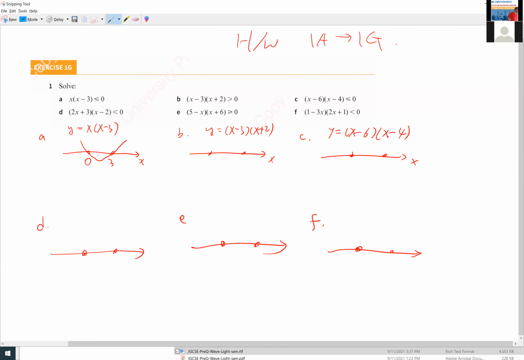Guys, try to sketch all 6 graphs. Sketch all 6 graphs. B, 3, -2, very good. Just roughly, just roughly.